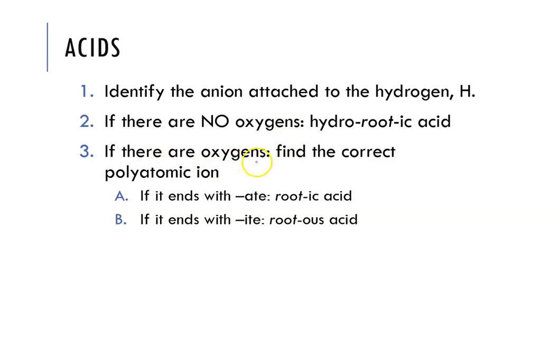If there are oxygens, then it's a polyatomic ion, and we name it based on the ending of the polyatomic. So if the polyatomic ion ends in ATE, then I change it to IC and add the word acid. If the polyatomic ion ends in ITE, then I change the ending to OUS, acid. A good way to remember this is I ate something icky. So then if the ATE is I ate something icky, then the ITE is the OUS.